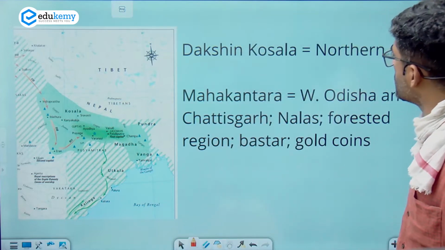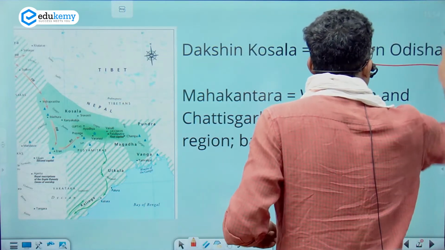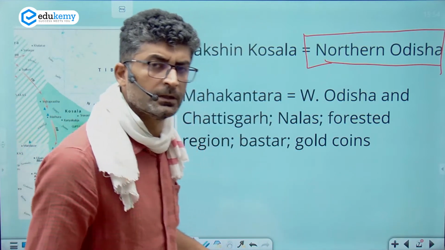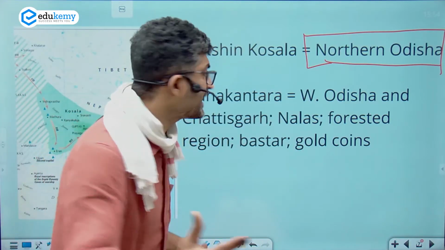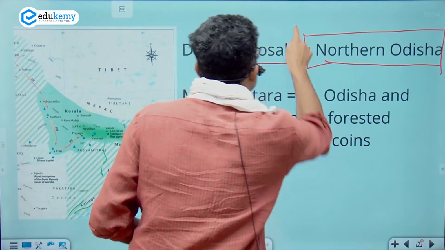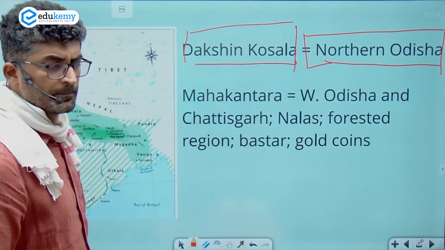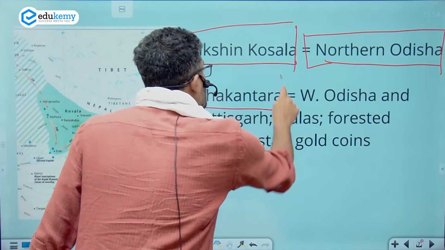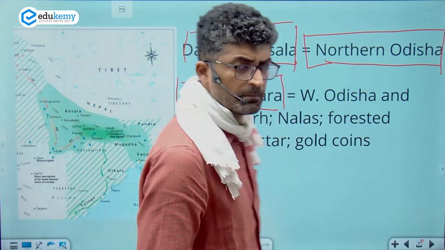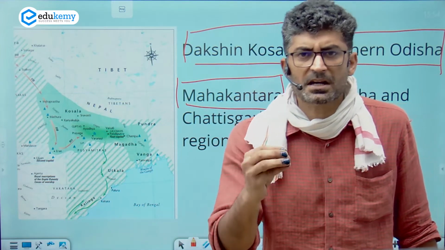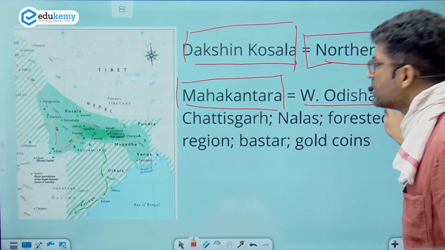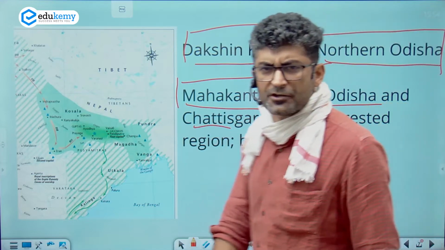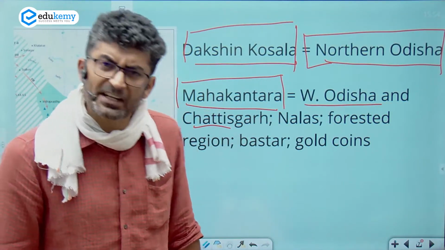We are being told that northern Odisha, all that region, is called Dakshin Koshal. Right? Then we also hear of Mahakantara. This is your western Odisha and Chhattisgarh region, the tribal forested land.